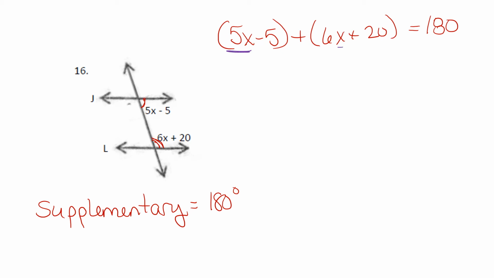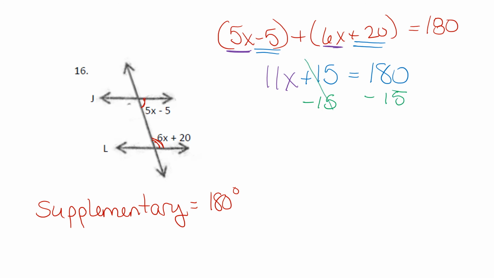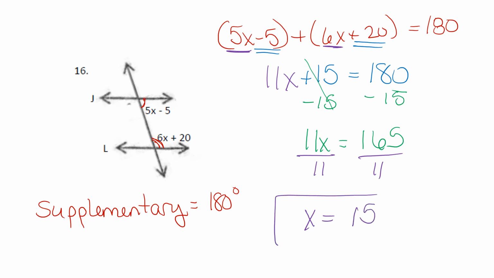Combine your like terms. 5x plus 6x would be 11x. Combine your constants here of negative 5 plus 20, which would be a positive 15. Bring down your equal sign and your 180. To solve our two-step equation, we start by subtracting 15 on both sides of the equal sign, leaving me with 11x equals 165. And then we want to divide both sides by 11. So x is going to equal 15.